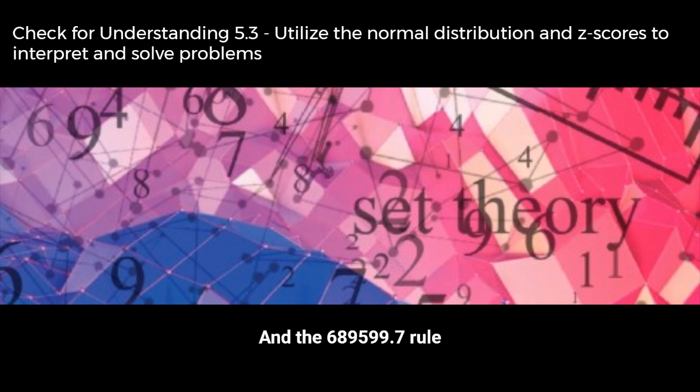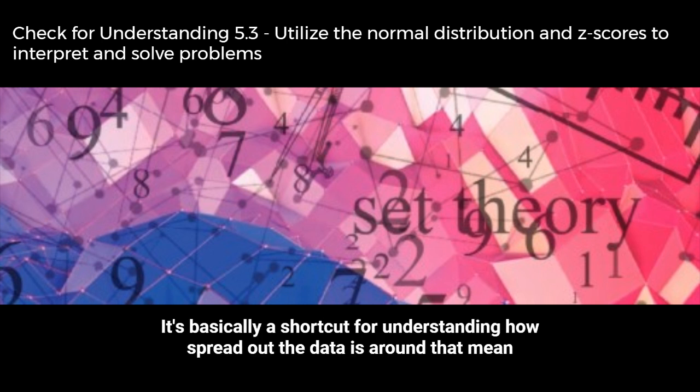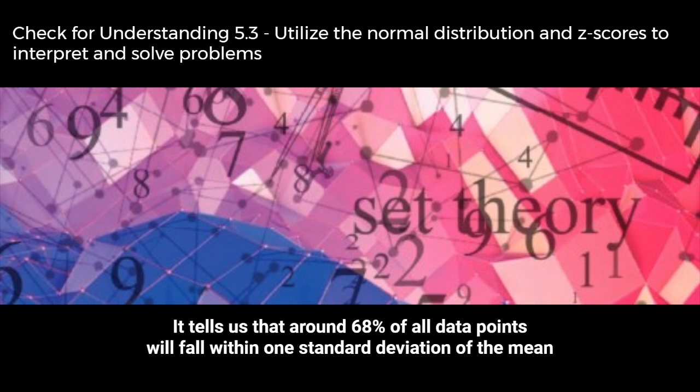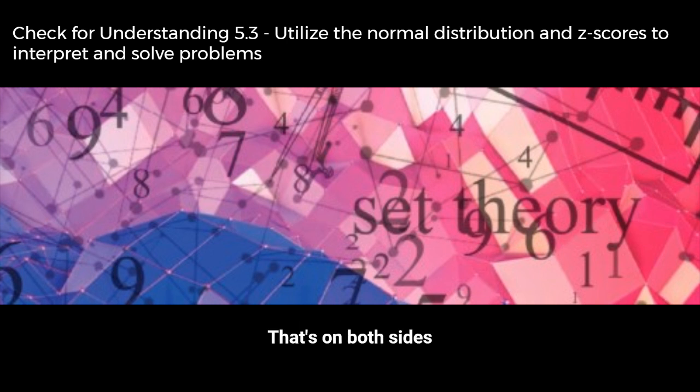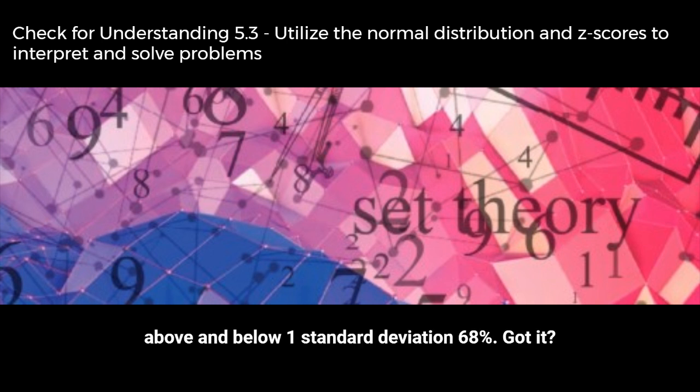Definitely. And the 68-95-99.7 rule, it's basically a shortcut for understanding how spread out the data is around that mean. It tells us that around 68% of all data points will fall within one standard deviation of the mean. That's on both sides, above and below. Like one standard deviation, 68%.